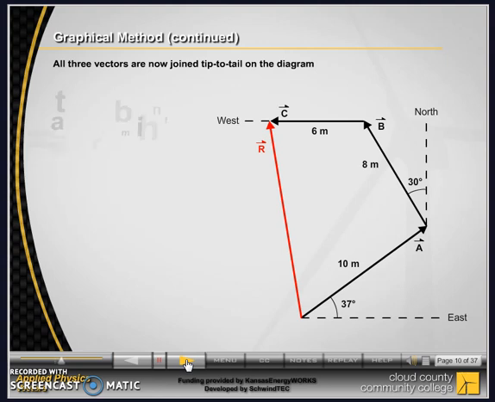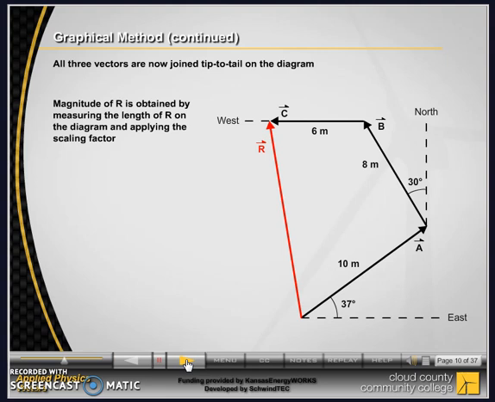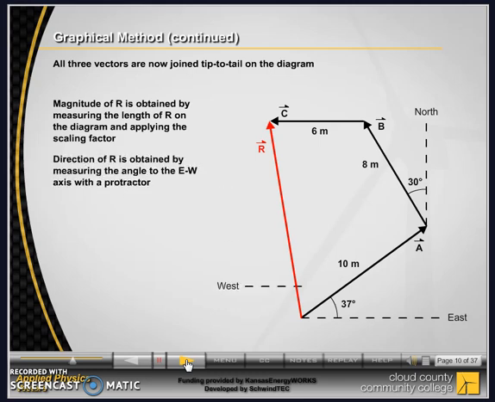As before, the magnitude of R is obtained by measuring the length of R on the diagram and applying the scaling factor. The direction of R is obtained by measuring the angle to the east-west axis with a protractor. These two measurements provide all the data needed to define the vector R in terms of its magnitude and direction. From the diagram, we obtain the magnitude of R as 13.1 and the direction as 81 degrees north of west. The same procedure can be applied to any number of vectors.